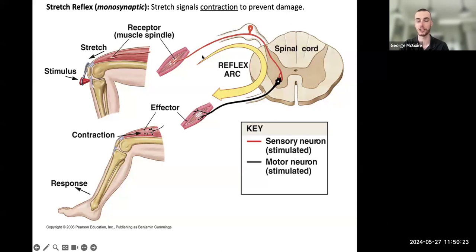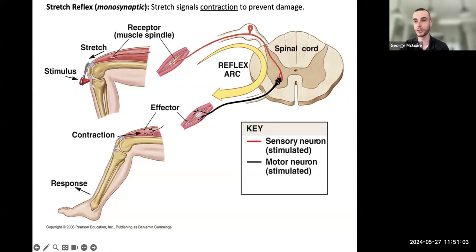So in response to that stretch signal being sent to the spinal cord, it synapses directly onto the motor neuron, which is going to come and stimulate your quadriceps muscles to contract so that you are moving in an antagonistic way to that stretch stimulus, right? So now that this is contracting, it is shortening the distance between your tibia and whatever the origins are for all these muscles, right? And thus reducing that stretch. So that is a monosynaptic reflex. There is one synapse from sensory neuron directly to motor neuron.